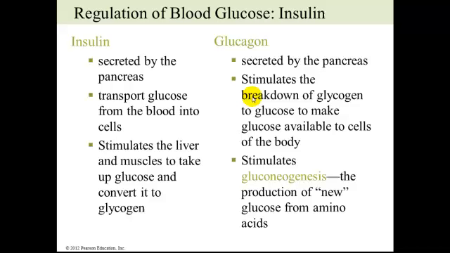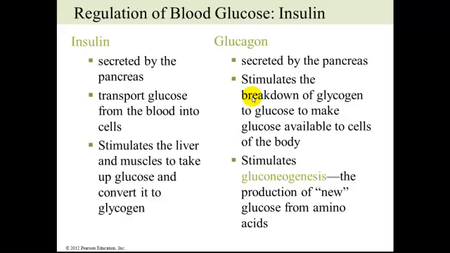So if you have high blood glucose levels, insulin gets released and it takes that glucose out of the blood and either puts it into use in the cells or it puts it into storage. Now, glucagon, on the other hand, is also secreted by the pancreas. However, this is going to be in response to low blood glucose levels. In response to low blood glucose levels, glucagon can help to break down glycogen to make glucose available.